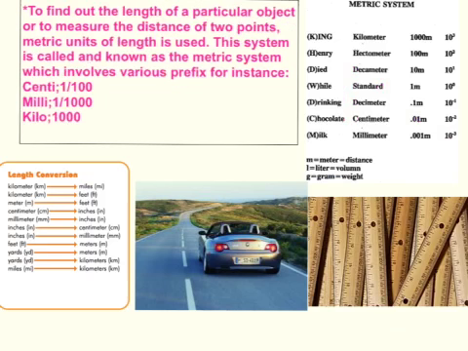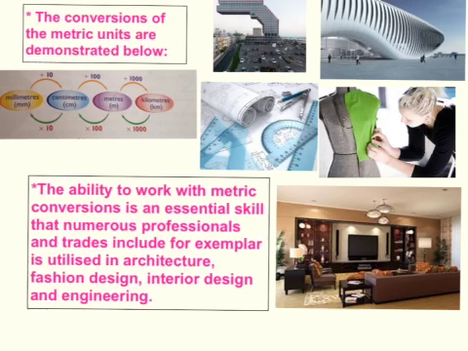To find out the length of a particular object or to measure the distance between 2 points, metrical units of length are used. This system is called the metrical system, which is also used by scientists. Furthermore, it involves various prefixes, for instance, centi, 100th, milli, 1000th, kilo, 1000. The conversions of the metrical units are demonstrated below.